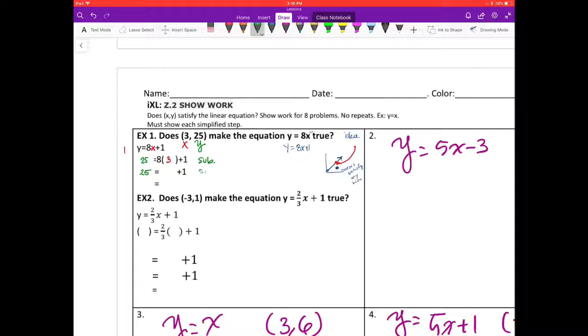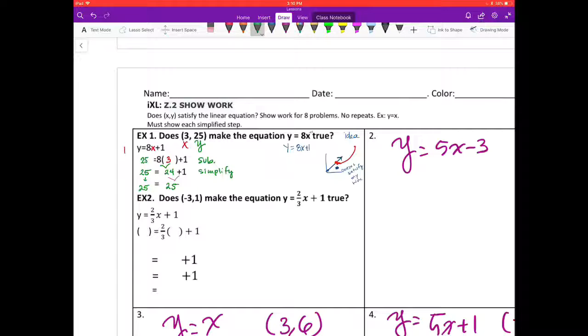On the next line, this is called simplifying. You drop it down. So what's 8 times 3? 24. Can I simplify again? Sure. Drop this because you haven't used it or touched it. 24 plus 1 is 25.